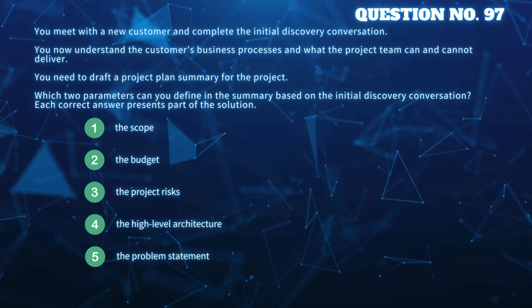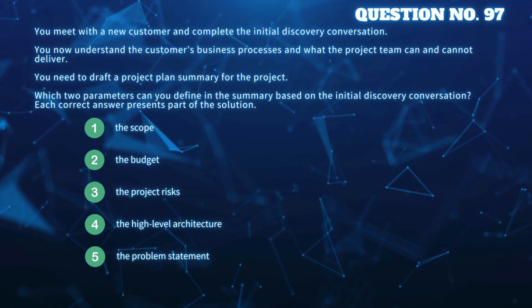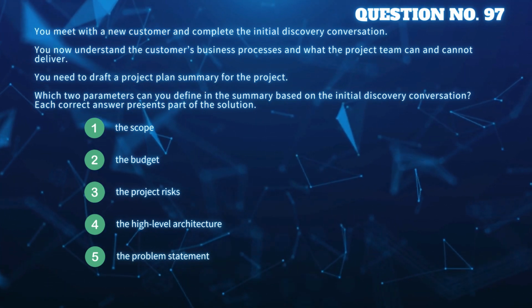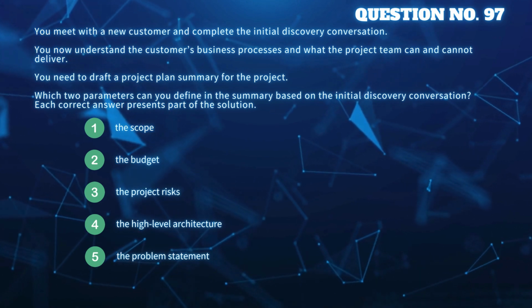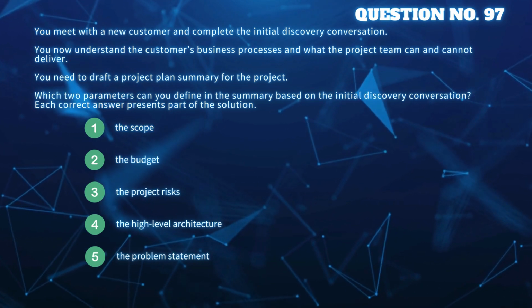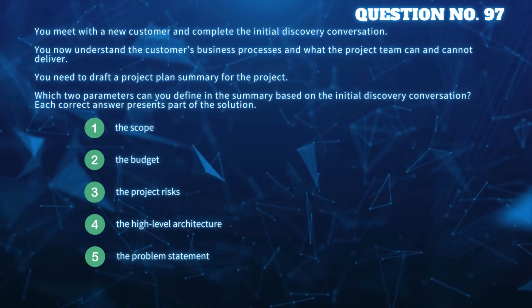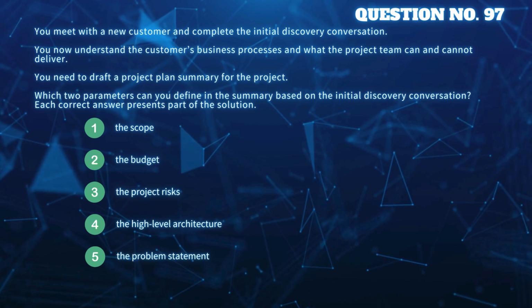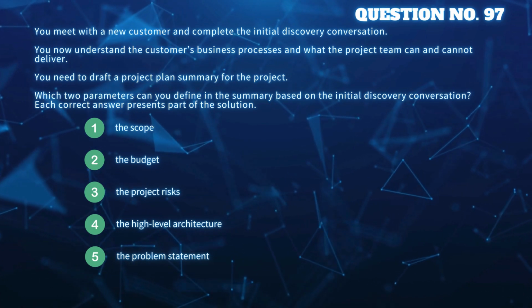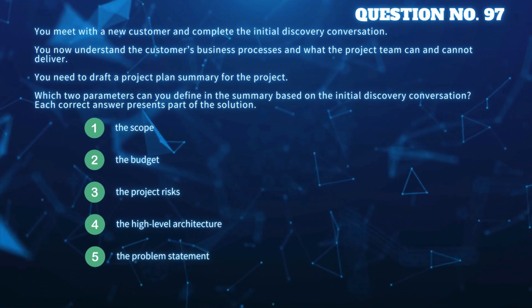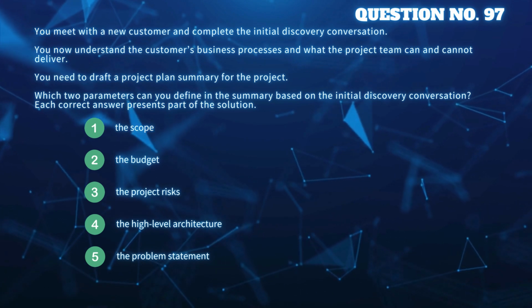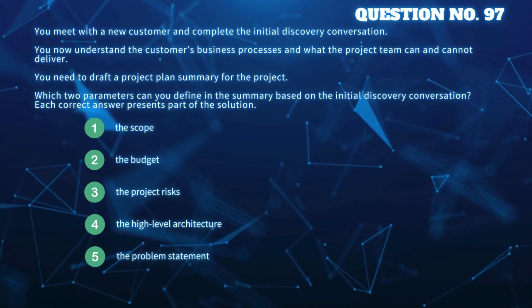You meet with a new customer and complete the initial discovery conversation. You now understand the customer's business processes and what the project team can and cannot deliver. You need to draft a project plan summary for the project. Which two parameters can you define in the summary based on the initial discovery conversation? Each correct answer presents part of the solution.